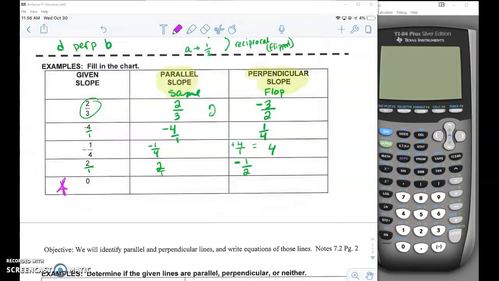This last one is a little tricky. I have a slope of 0. We know parallel would be slope of 0. And a slope of 0, if I remember, is a horizontal line. Perpendicular, if I have a slope of 0, it's a whole number, I could say 0 over 1, and I flip it over, I would have 1 over 0, and this is not okay.